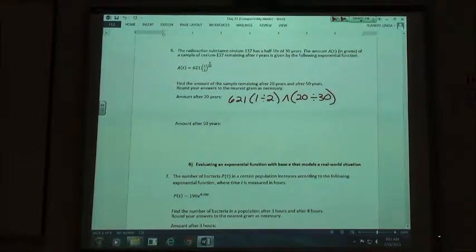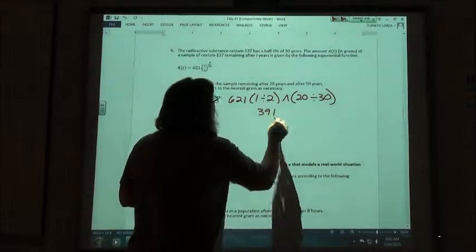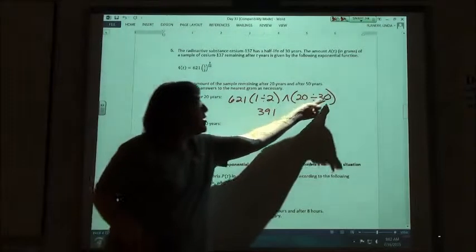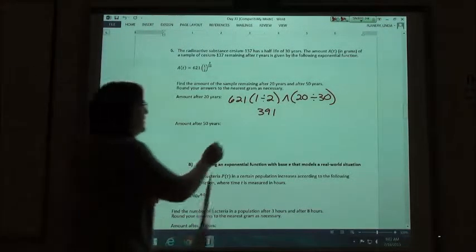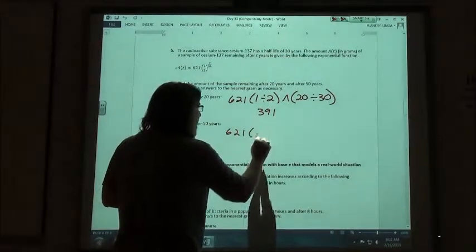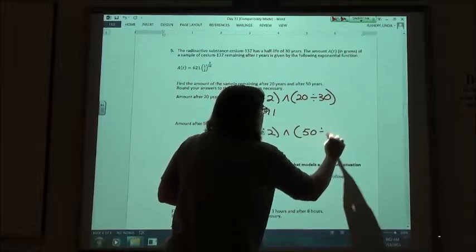And we are getting 391. Again, we didn't quite make it to the 30 years, so we have a little more than half left over, right? Then we're going to do after 50 years. So 621, my half-life, and we're going to have 50 divided by 30.